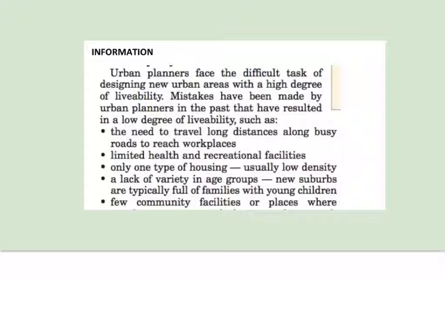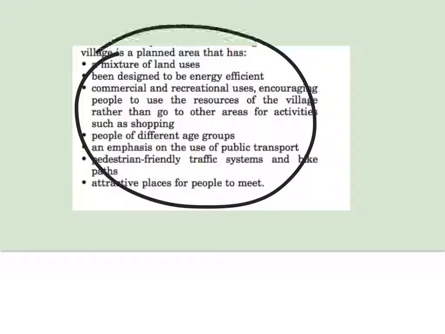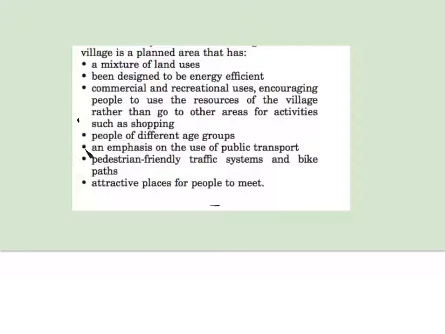And in question 2, it's pretty easy. You'll just have to read the information, and you can see that just here is the information that you need to answer the questions that go with number 2. So you'll be answering questions like, an urban village is a planned area that has special characteristics. List 4 of these from the list. And the list is just there where I pointed out to you.